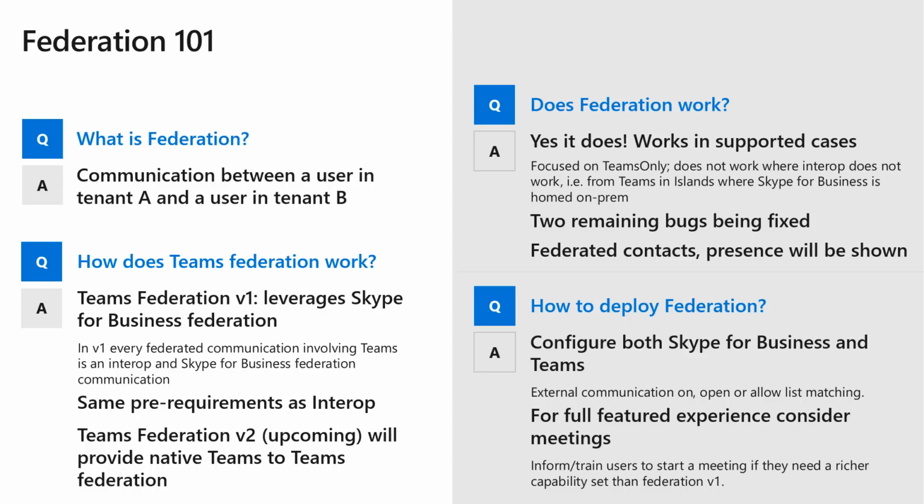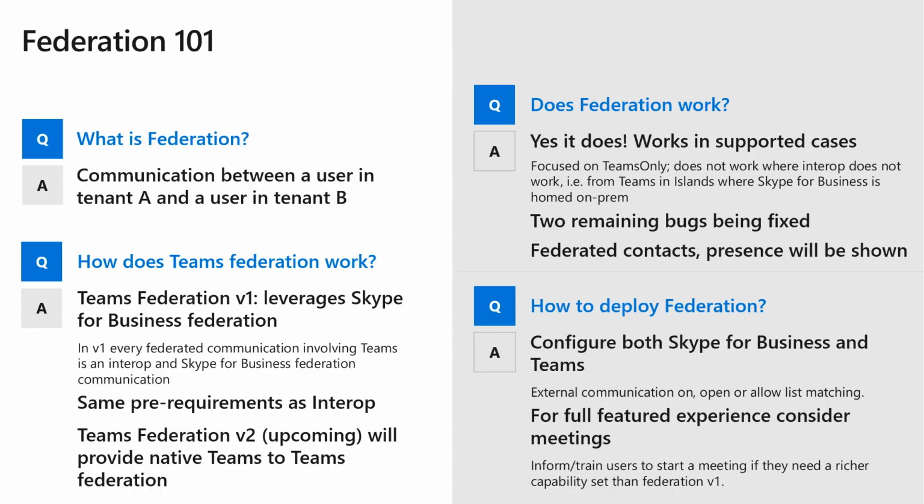That means we have the same requirements that we would have for interop. That also means we have the same limitations that we would have for interop. Meaning basic, clear, simple text chat, no emoticons, no emojis, things of that nature. We are working on V2 of Teams Federation upcoming, which will provide native Teams to Teams federation and allow us to remove some of those restrictions that we had in an interop situation.